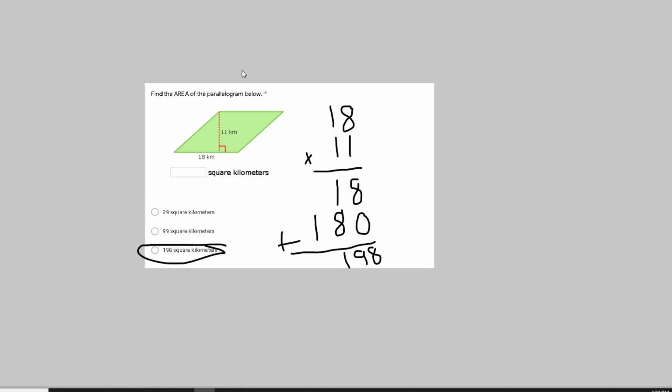So that's this one here. Square kilometers. Okay, so parallelogram, don't need to be afraid of it. It's the same thing. You're just multiplying the height, which is from the top to the bottom. That's your height or your width, and you're multiplying that by the length.